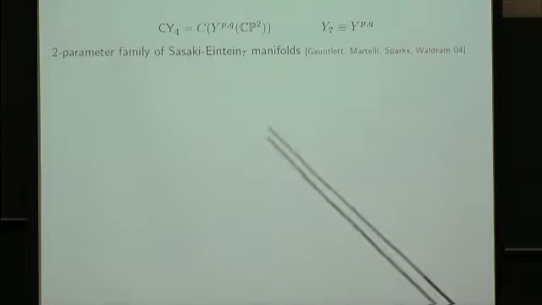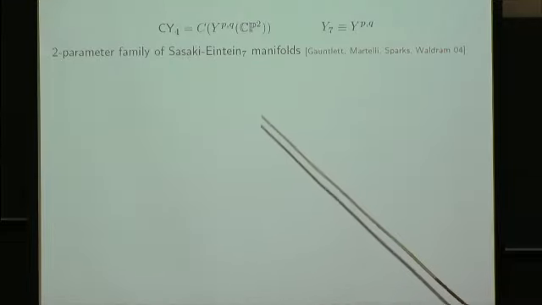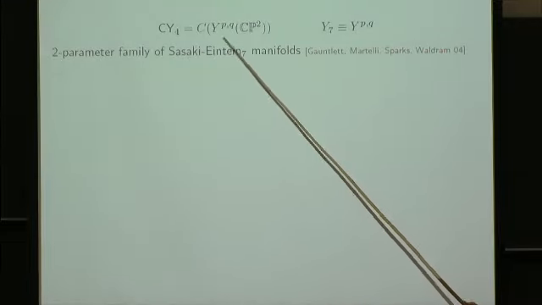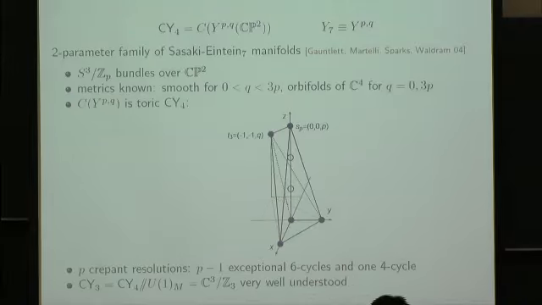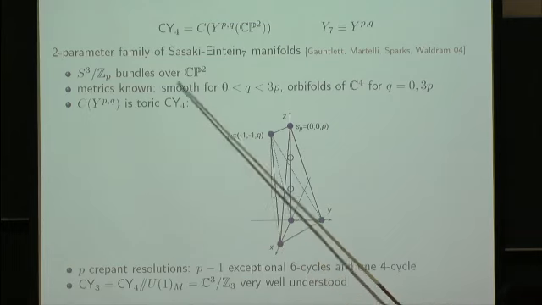They have a name because the metric is known. If one considers the cone over this, one gets a Calabi-Yau 4-fold. So this is a 2-parameter family because one can choose integers p and q. Okay, so let me give you some properties of these geometries. First of all, they are S^3/Z_p bundles over CP^2.